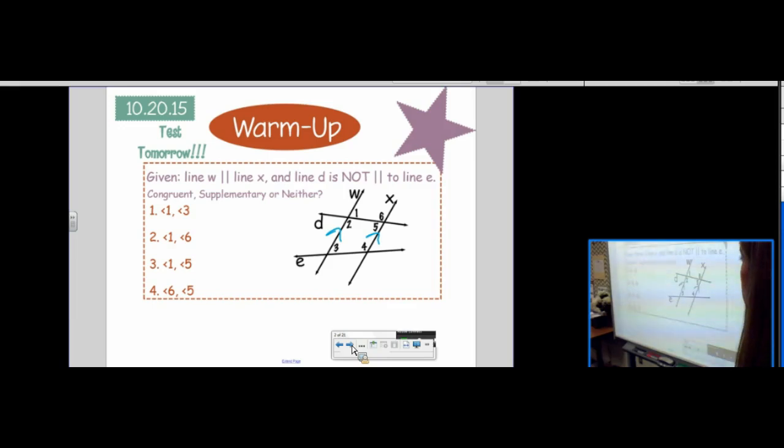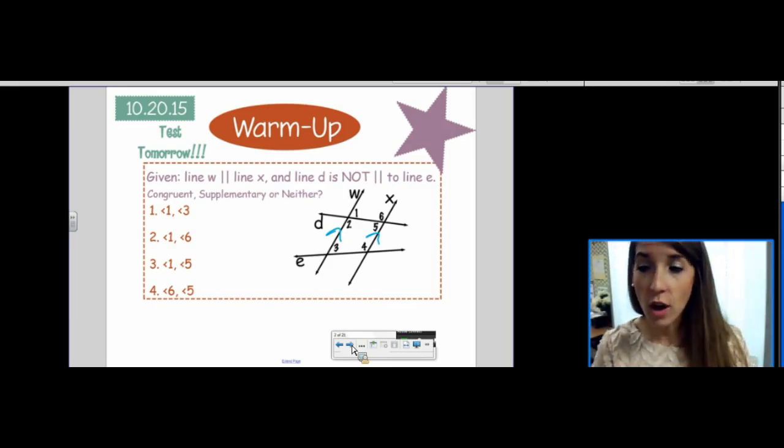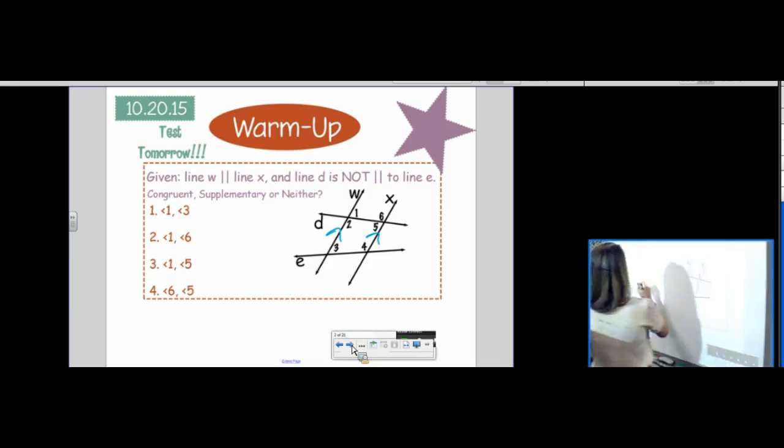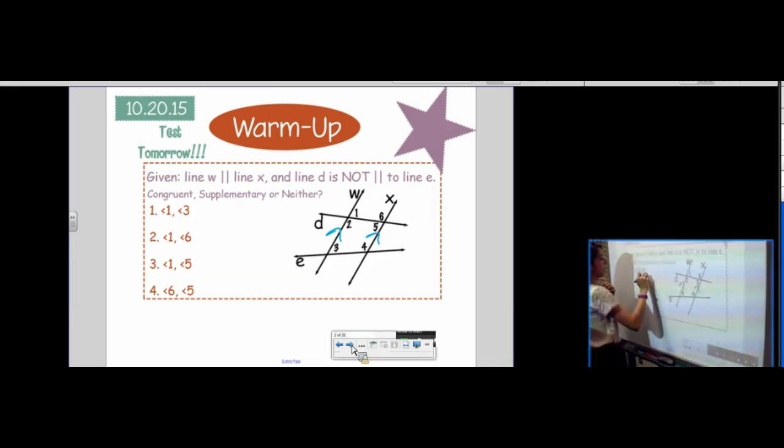Congruent, supplementary, or neither. Angle 1 and angle 3. Now, those are corresponding angles, right? But the corresponding angles theorem says they're only congruent if two lines are parallel. Which lines need to be parallel for 1 to be congruent to 3? D has to be parallel to E for 1 to be congruent to 3. And they're not parallel, so neither.